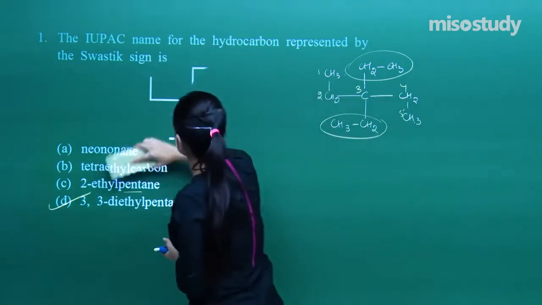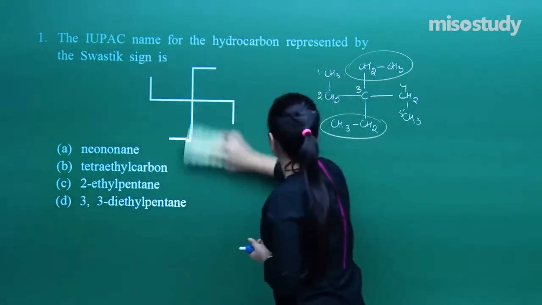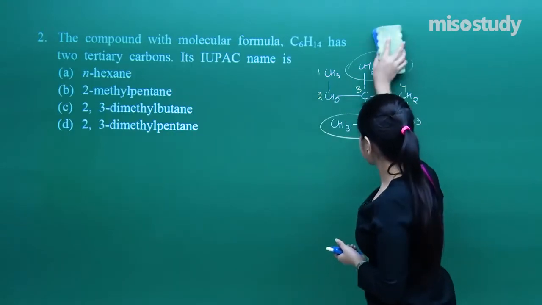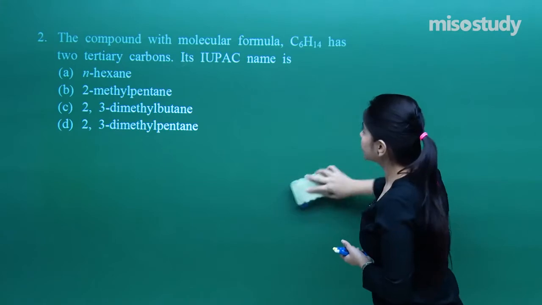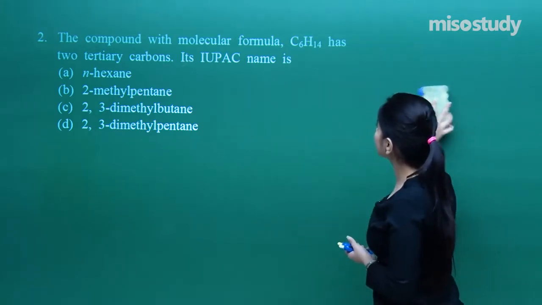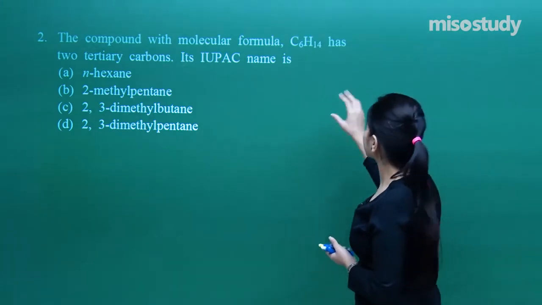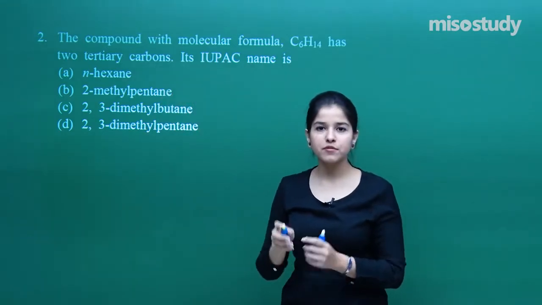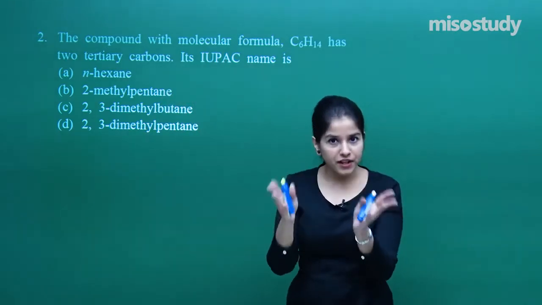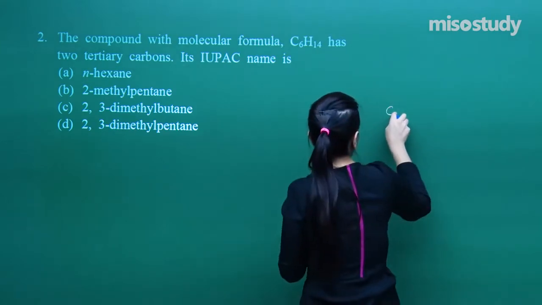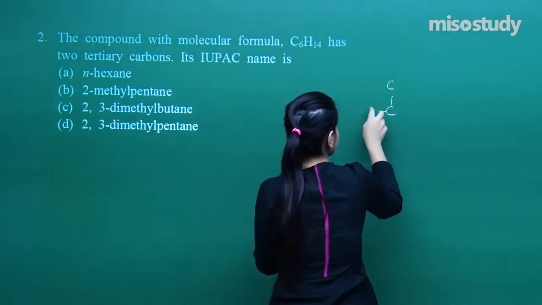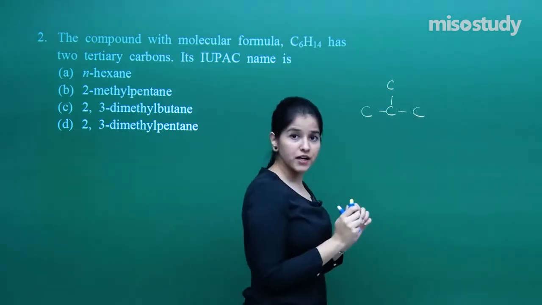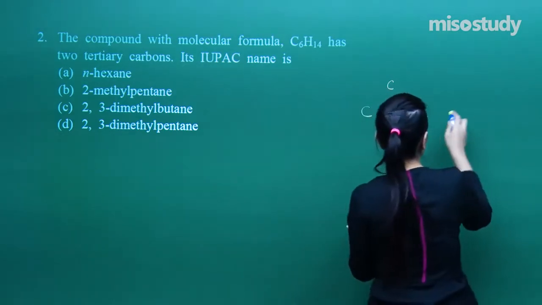What is the next question saying? So it says the compound with the molecular formula C6H14 has 2 tertiary carbons. So what are tertiary carbons? A carbon linked with 3 further carbons. So a carbon linked with 3 carbons. I've got 1 tertiary carbon and I've got another tertiary carbon.